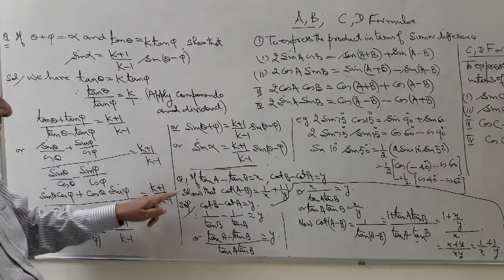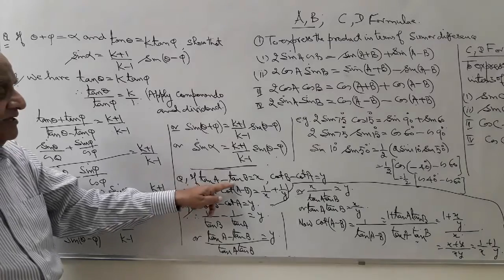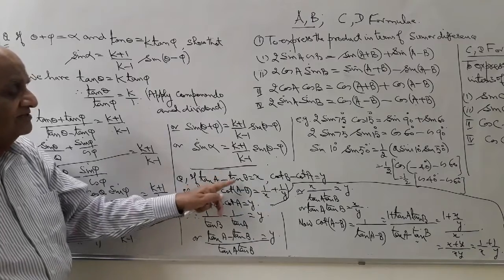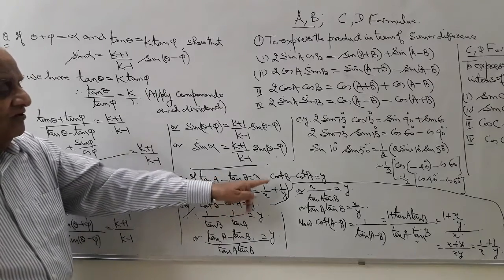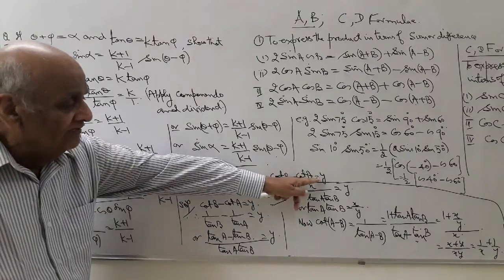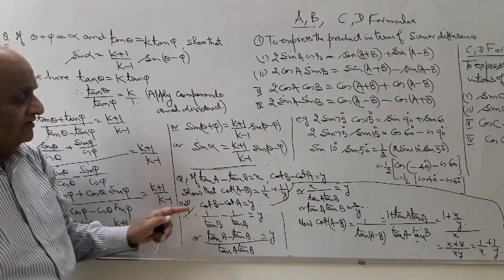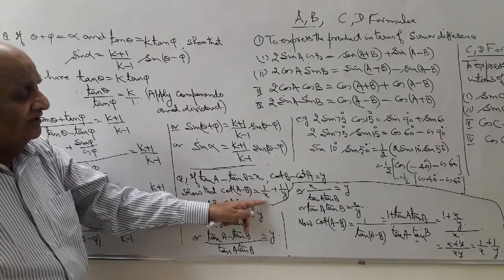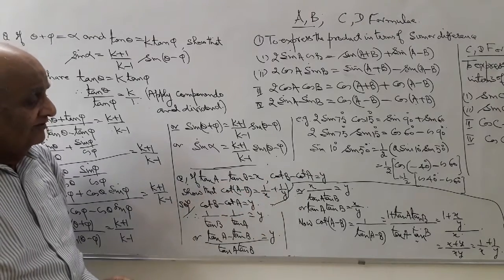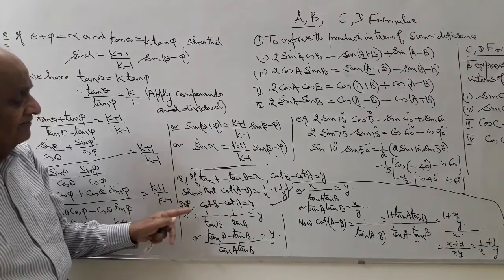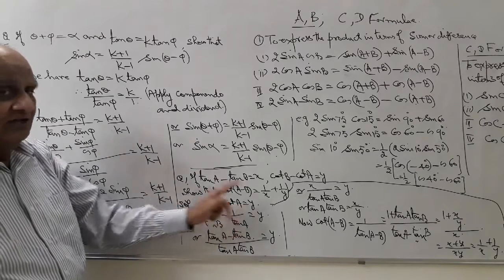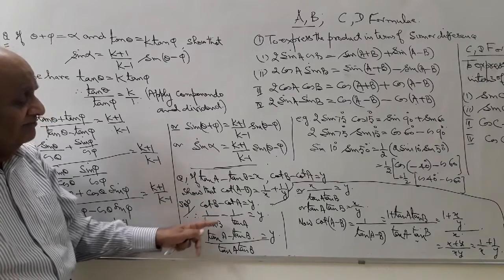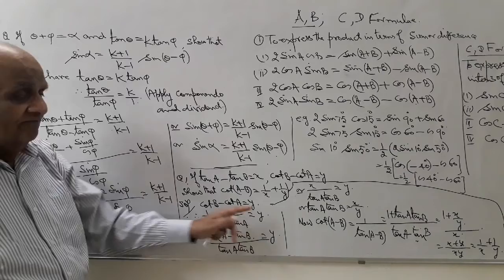Another case we have: if tan A minus tan B is equal to x, note down the question first, tan A minus tan B is equal to x, cot B minus cot A is equal to y, show that cot A minus B is equal to 1 upon x plus 1 upon y. See how it is. It is given that cot B minus cot A is equal to y. Change into tan: 1 upon tan B minus 1 upon tan A is equal to y.